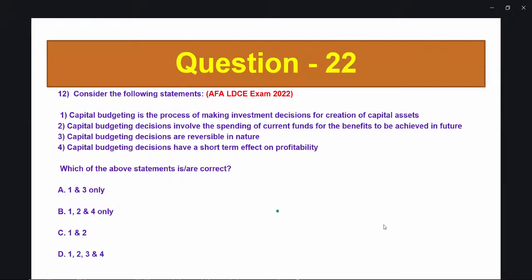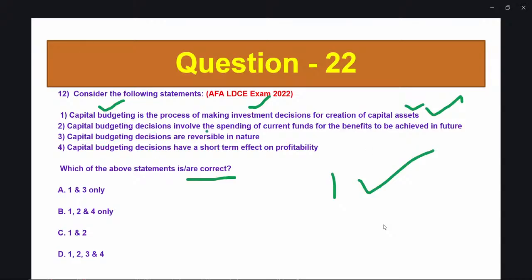Anyway, please try. Which one of the following statements are correct? One by one, please tick. See here, it is asking how many statements are correct. Now we'll check one by one. The capital budgeting is a process for making investment decisions for creation of capital assets. So capital budget, it is the investment decisions for creation of capital assets. Perfect, right. One is right.